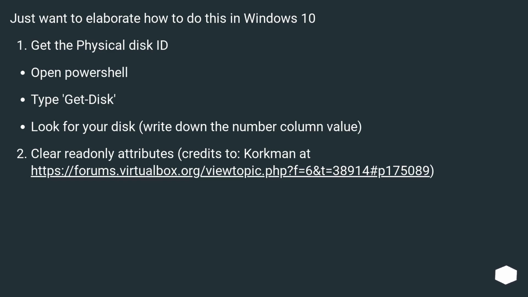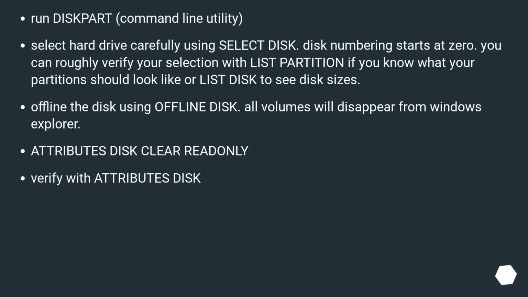Clear read-only attributes, credits to Corkman at this URL. Run diskpart, command line utility. Select hard drive carefully using select disk. Disk numbering starts at 0. You can roughly verify your selection with list partition if you know what your partitions should look like, or list disk to see disk sizes.